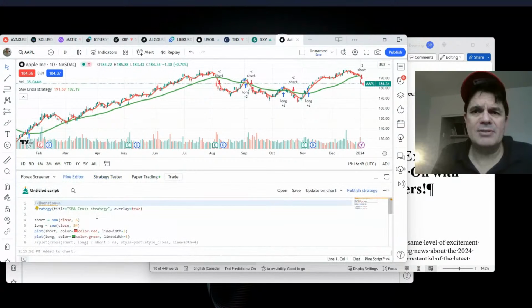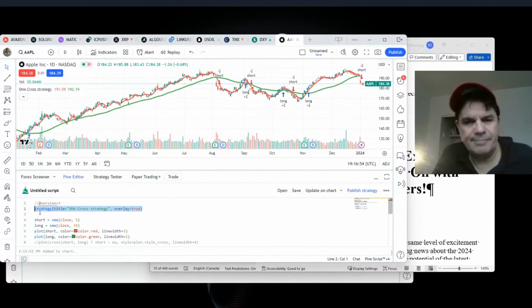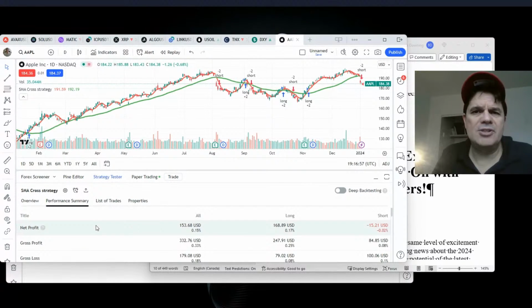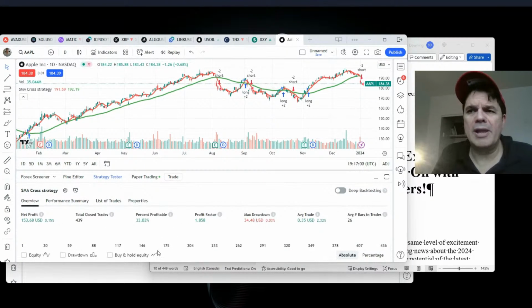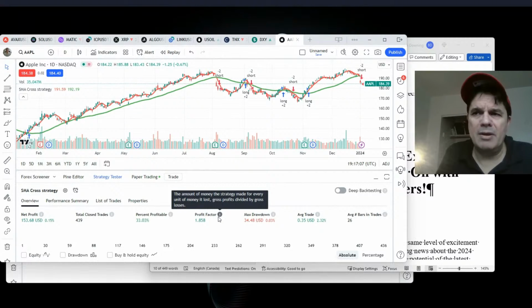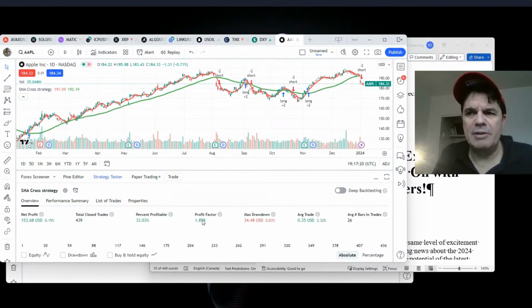Okay, so in the PineScript, this is a strategy. And right here it defines it in the code, strategy. Duh, right? So in the strategy tester, you have your overview. Okay, so here we have our percent profitable, but what you really want to focus on is your profit factor, the amount of money that the strategy made for every unit of money it lost, gross profit divided by gross losses. It's another way of saying risk and reward. And you can see how fast you can do it. So every buck you put in, you might be able to say you're going to get back a buck 80.